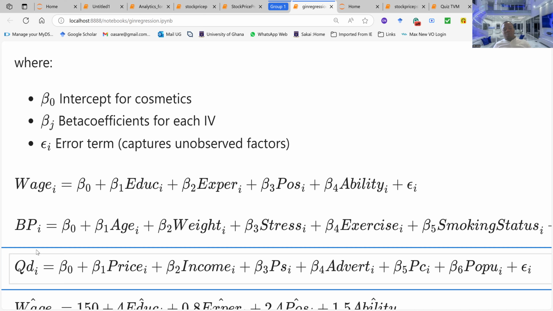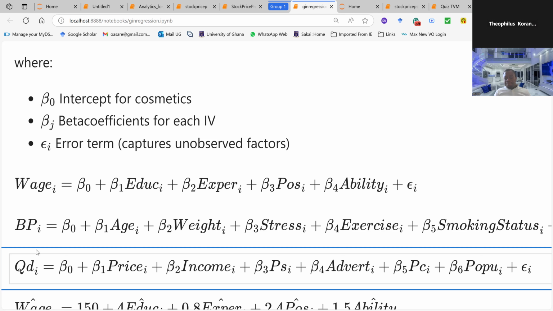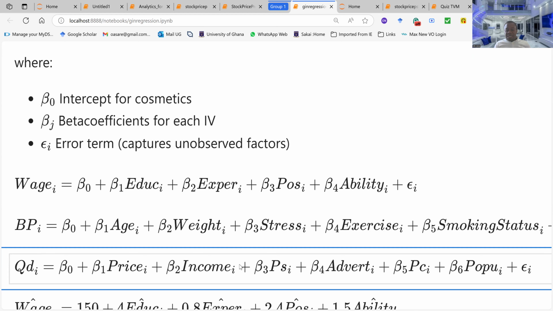For some goods, women are also going to be buying it more. So for me to accept gender, it's difficult because I've not told you the specific good. Prof, how about price of related goods? That is the PS and PC that you see on the screen. The PS is the price of substitute. PC is the price of complement.